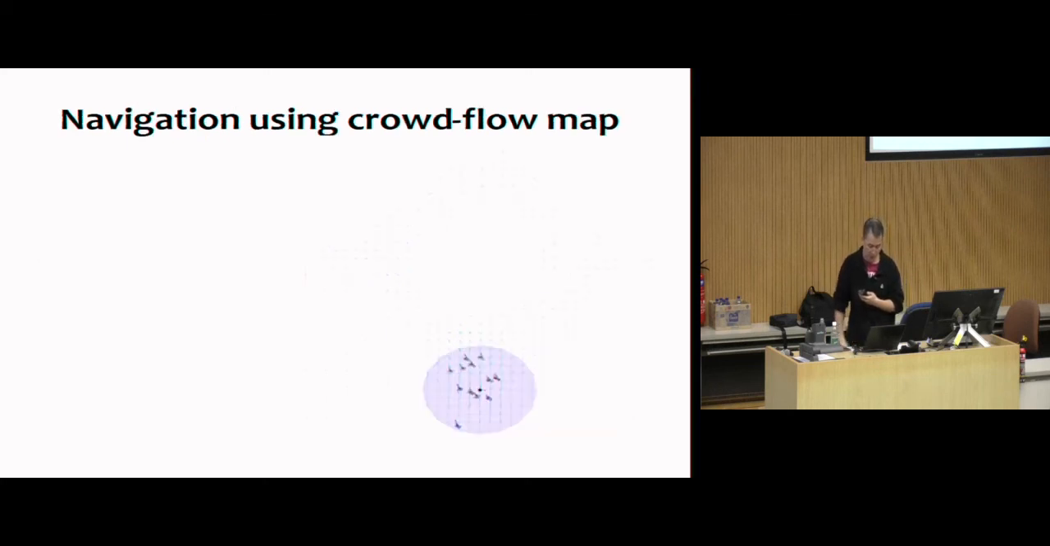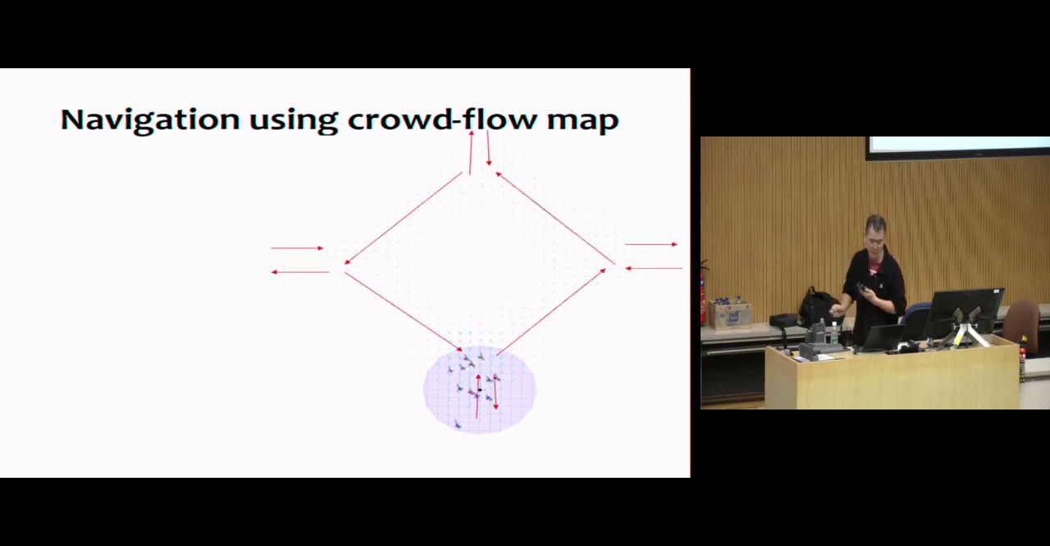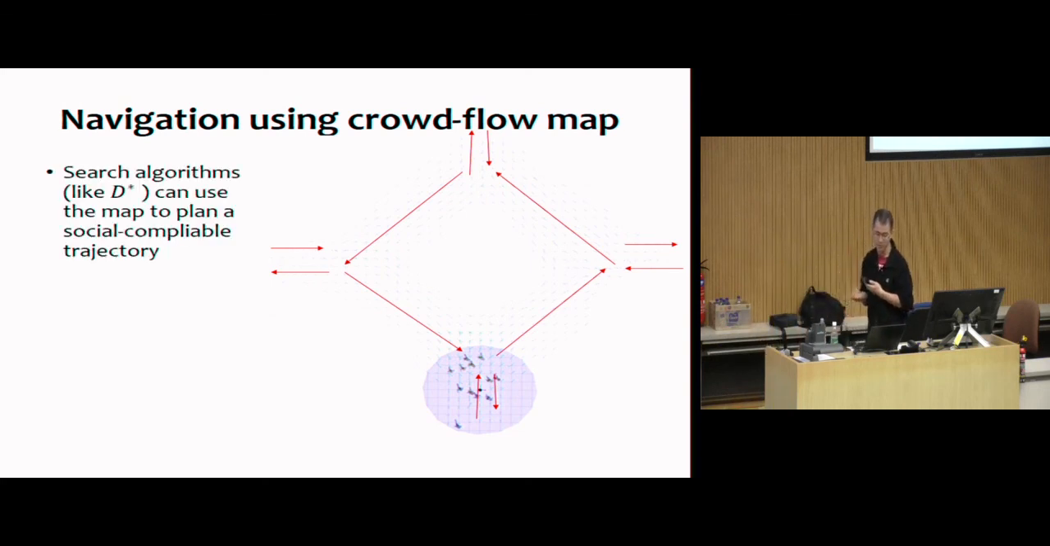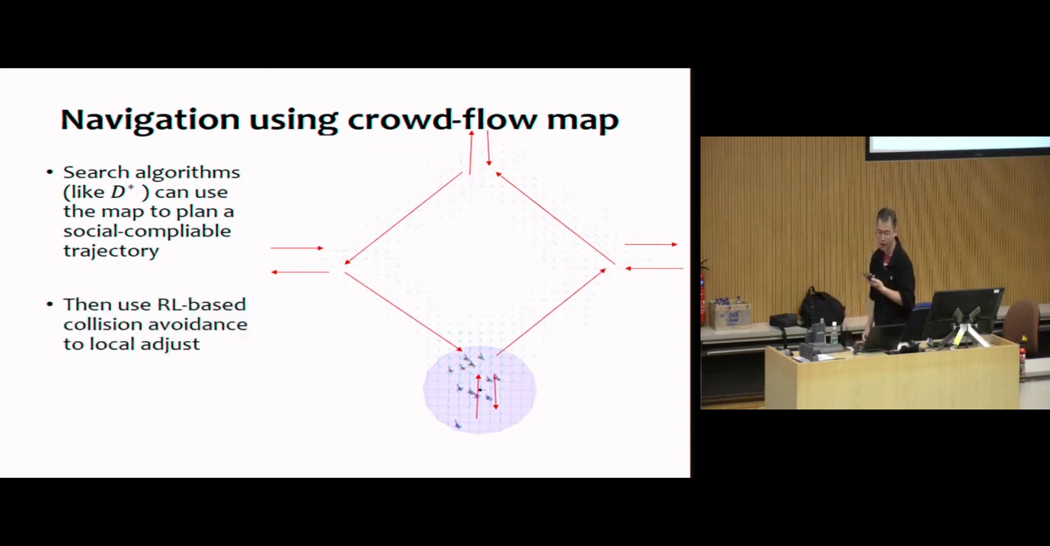After that, we can get one map. From this map, you can see that it provides sufficient information about navigation preference. For example, there is a loop here, and people prefer to navigate in the anti-clockwise direction. There are also four entries to this scenario. After that, we can use search algorithms to plan the trajectory for the robot, and then use our IR-based collision avoidance to do some local adjustment. Then we can enable the robot to navigate in this scenario.